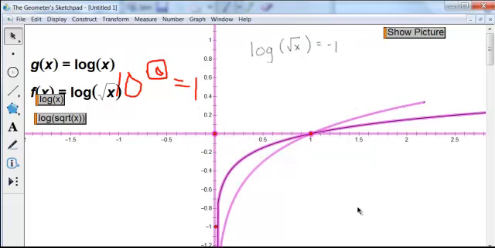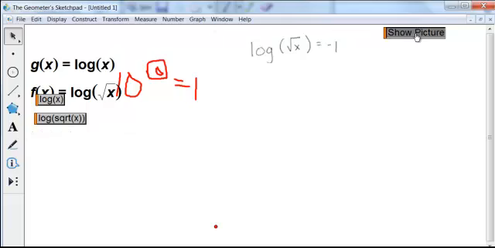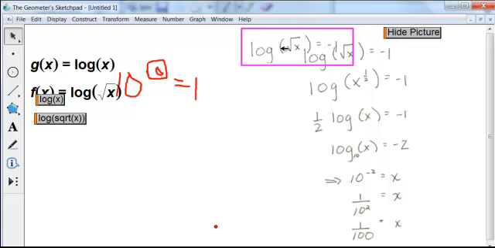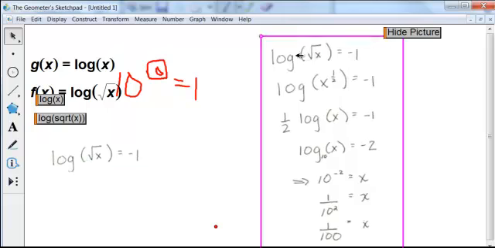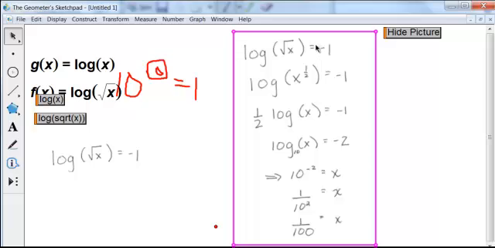So now I'm going to hide all this, and we're going to actually look at the algebra. So here's the algebra. We start off with the problem, log of the square root of x is -1. I can rewrite this as x to the 1/2 power, because we're trying to use the laws of logs in order to isolate x. Now, the power rule of logs says that if you raise a power to a power, you multiply the two exponents. So I can bring the 1/2 down and say that's 1/2 log of x is equal to -1.